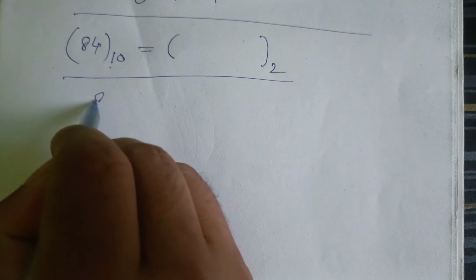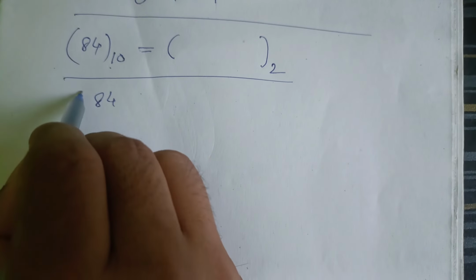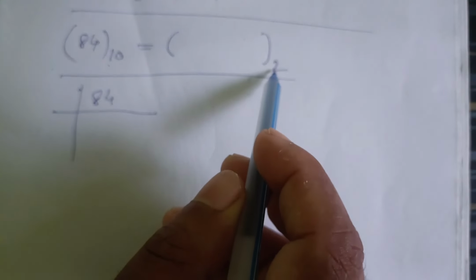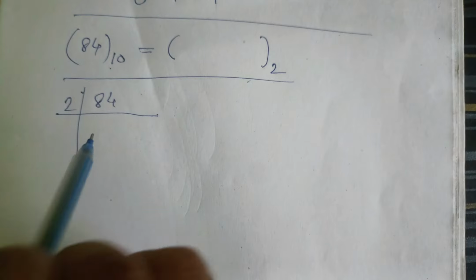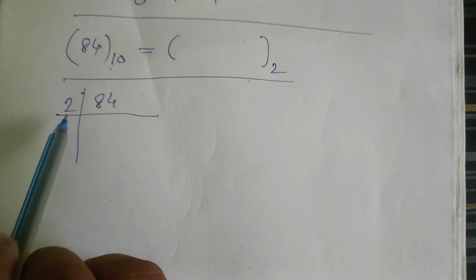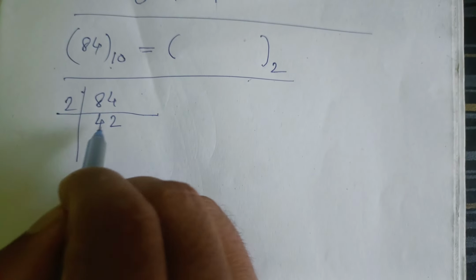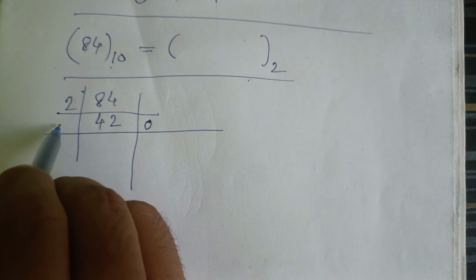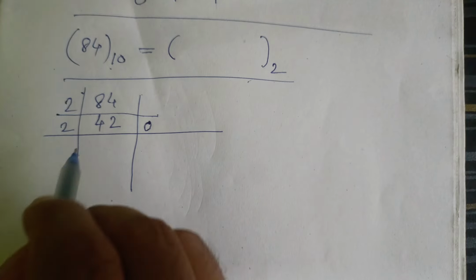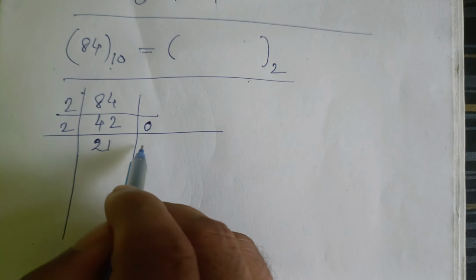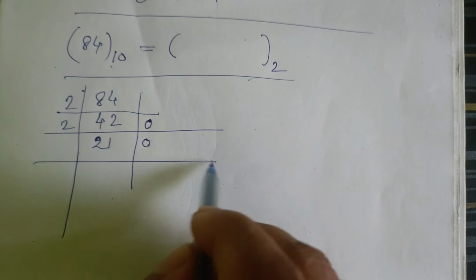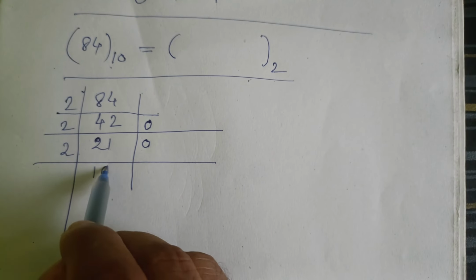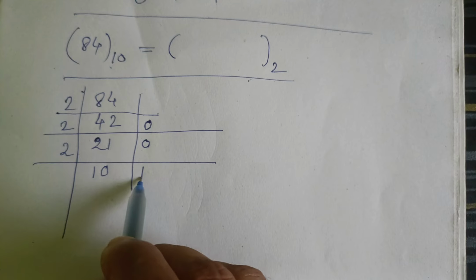So I have to divide the number 84 by the radix or base of the binary number system, that is 2. If I divide 84 by 2, then the answer would be 42, and the remainder obviously will be 0. Again if I divide it by 2, then it will be 21, correct, and again the remainder will be 0. Now if I divide it by 2 again, the result will be 10 and the remainder will be 1 over here.